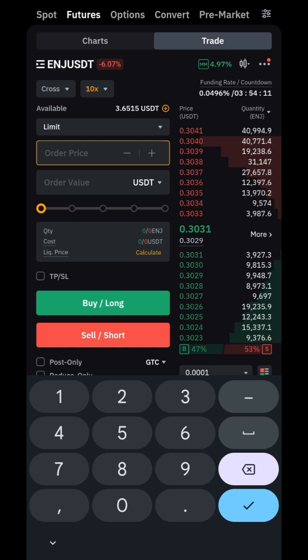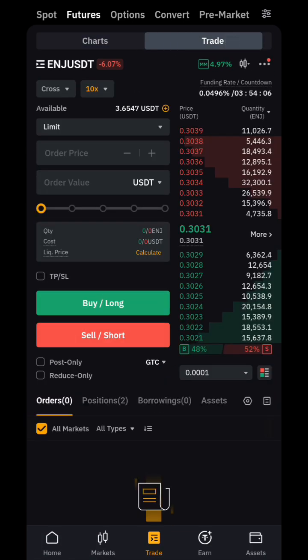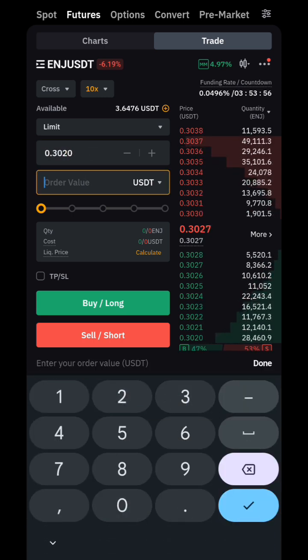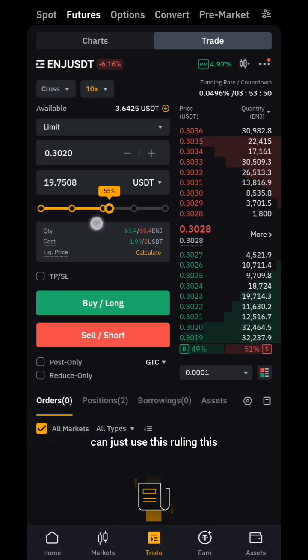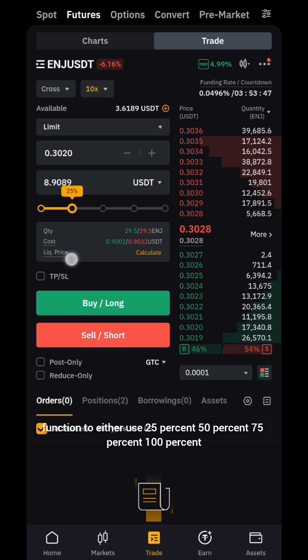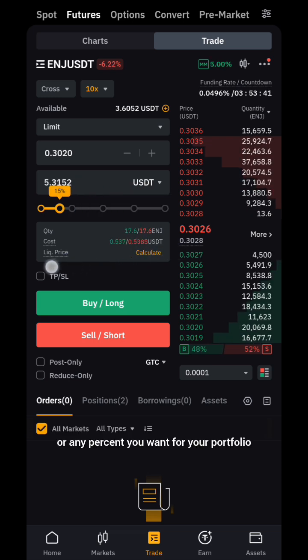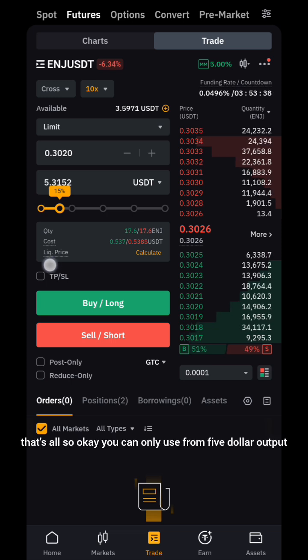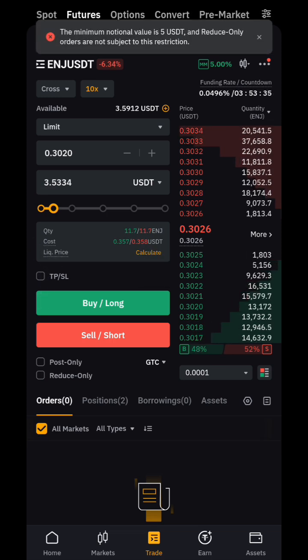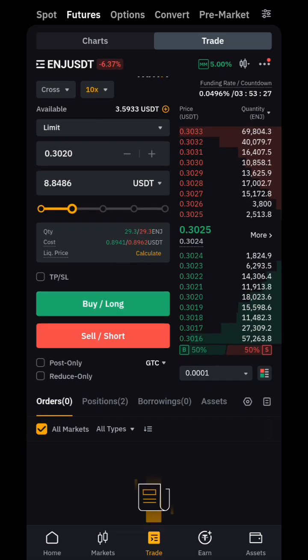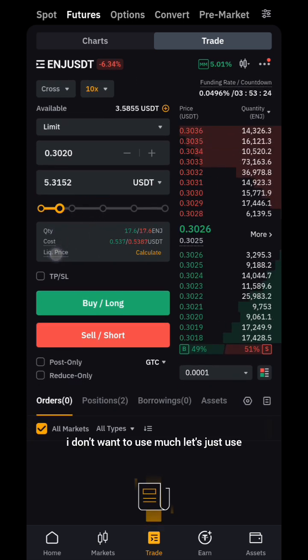So let's just do 0.3020 for ENG. That means the amount of USDT you want to buy the coin with. Sometimes you can just use this function to use 25%, 50%, 75%, 100%, or any percent of your portfolio you want. You can only use from $5 upward. I don't want to use much for this trade, so let's just use that percent.